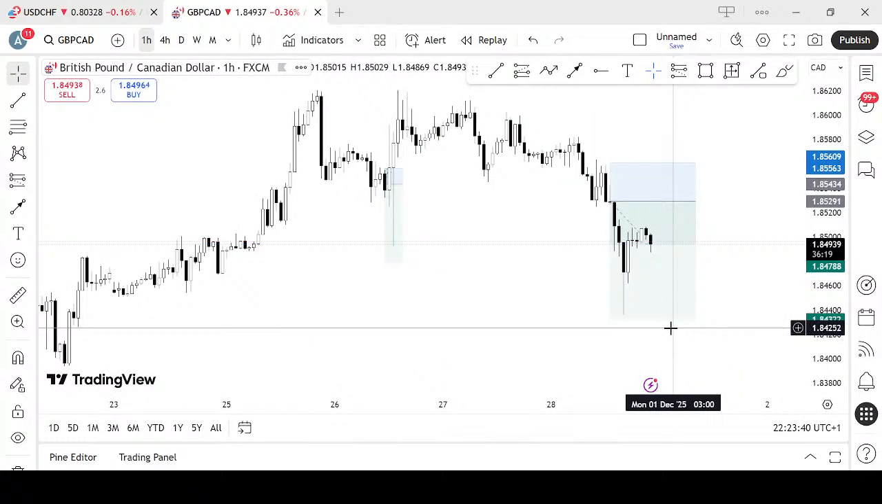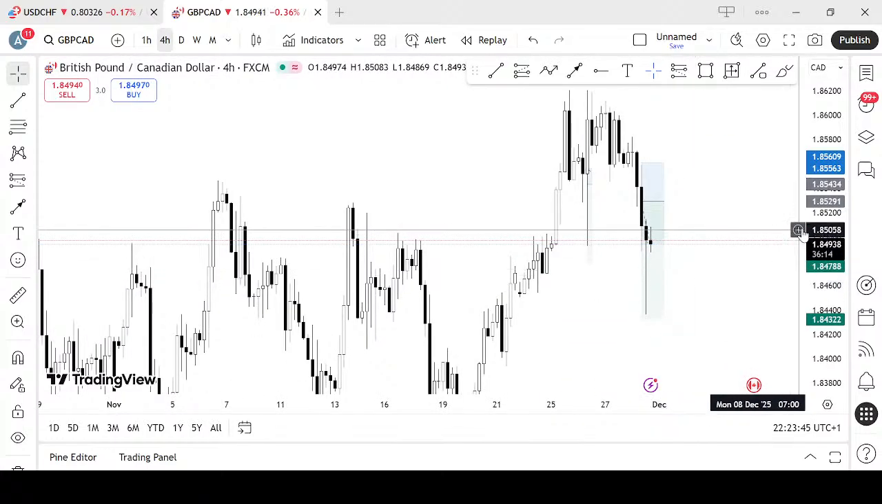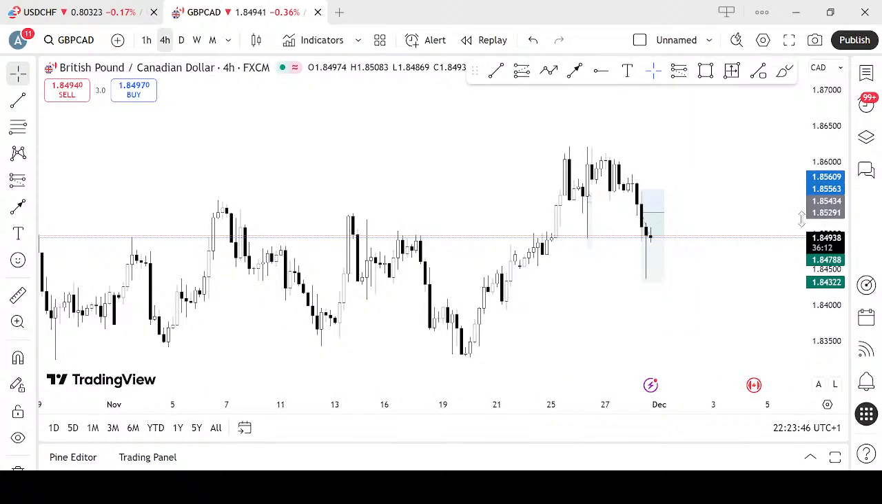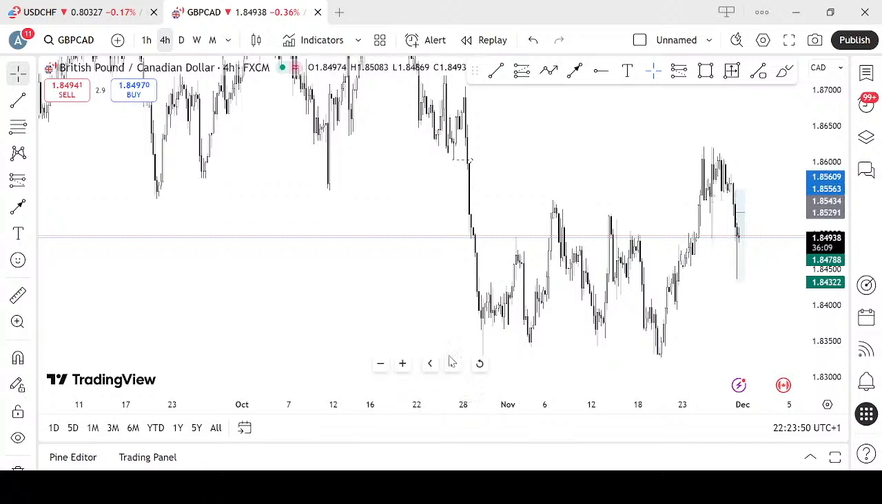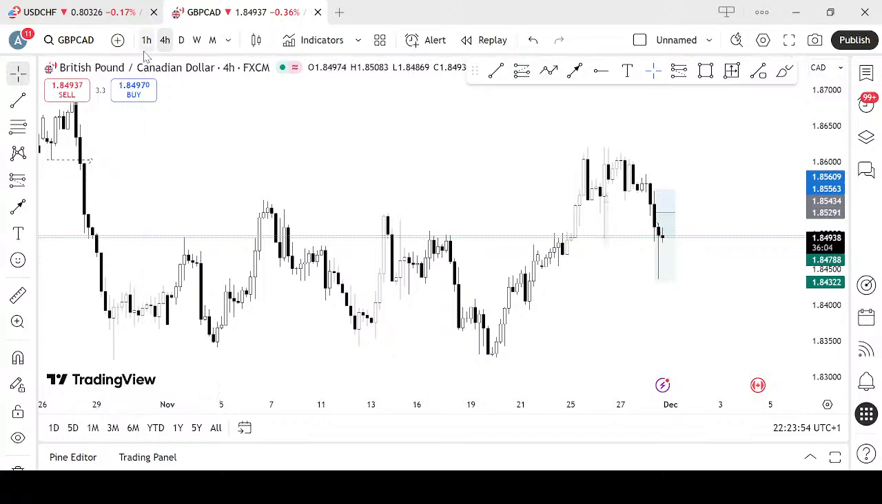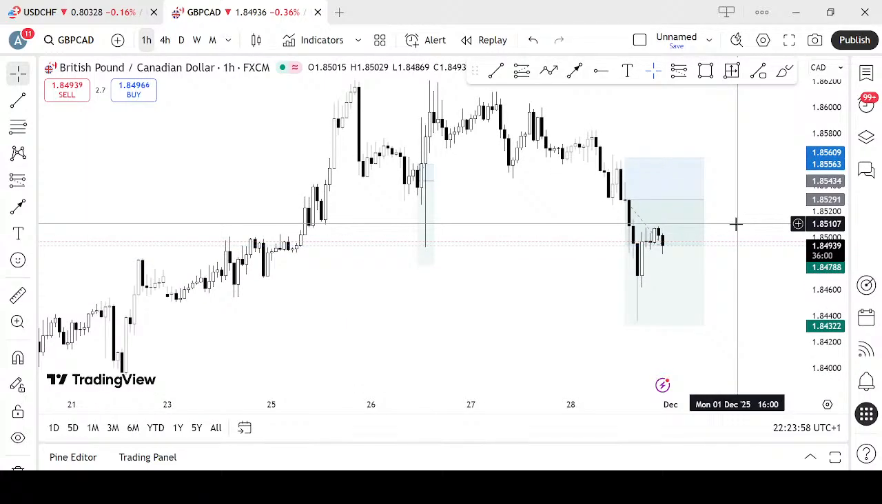On GBPUSD on the 4 hour, as you can see, we've been bearish from this move here. We've kept the range for a while, and on the 1 hour time frame, there's this entry here that I could not take because of my position on USD.